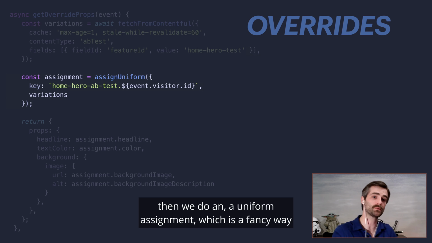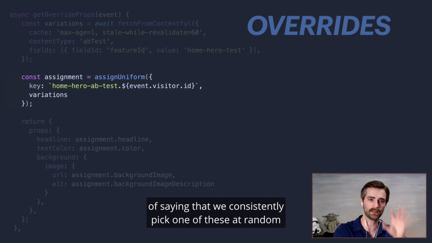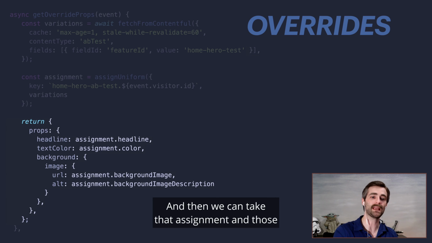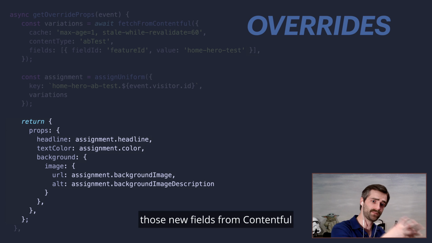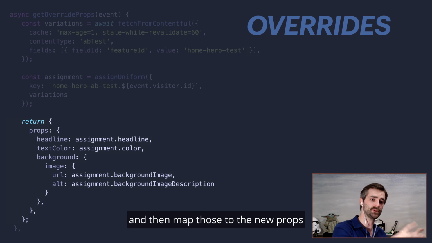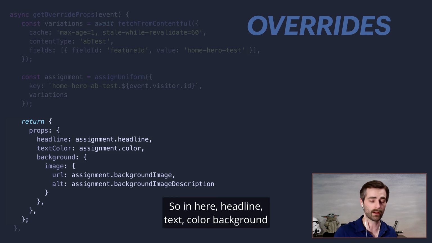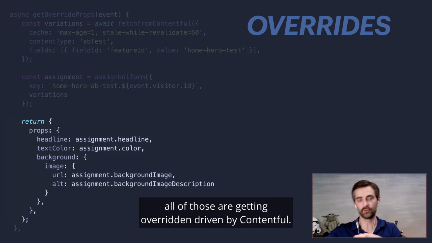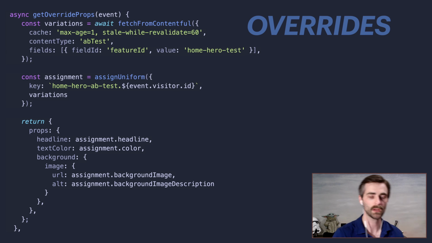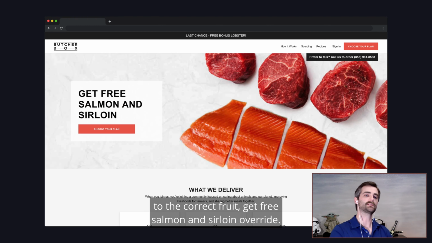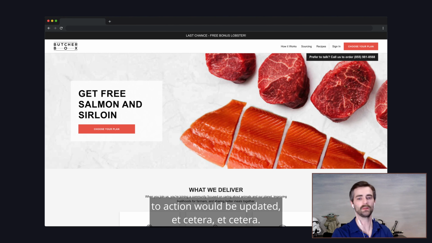Then we do a uniform assignment, which is a fancy way of saying that we consistently pick one of these at random for this particular person, this particular visitor. And then we can take that assignment and those new fields from Contentful and then map those to the new props for the hero component that we want to override. So here, headline, text color, background, all of those are getting overridden, driven by Contentful. So if we were to deploy that now we would get the correct get free salmon and sirloin override, and the call to action would be updated, etc., etc.